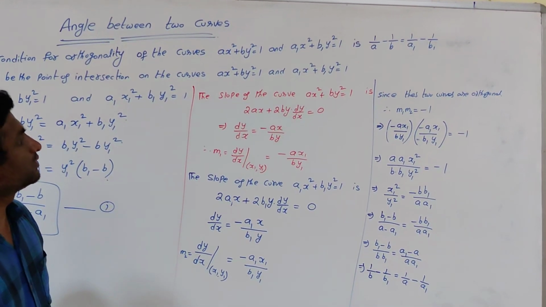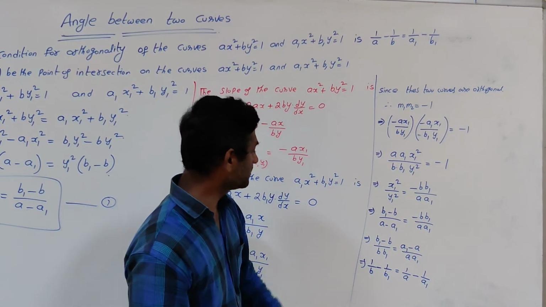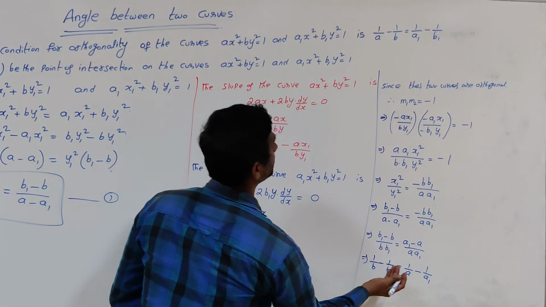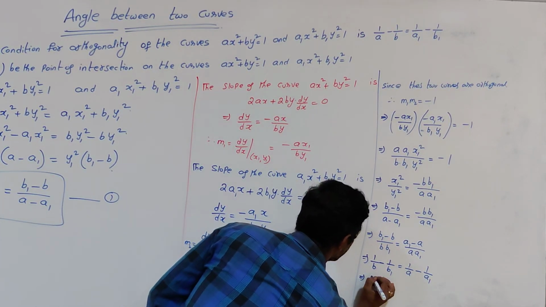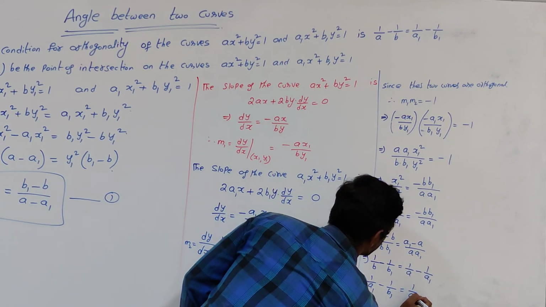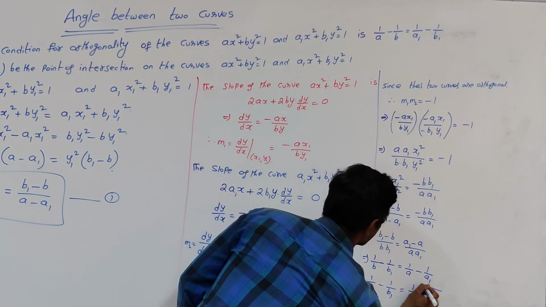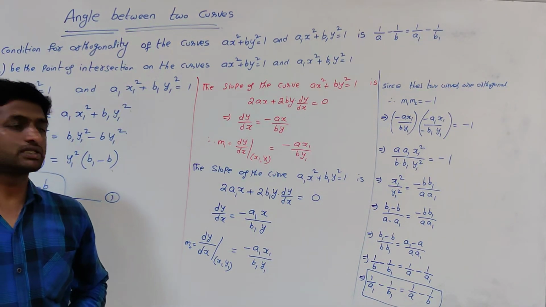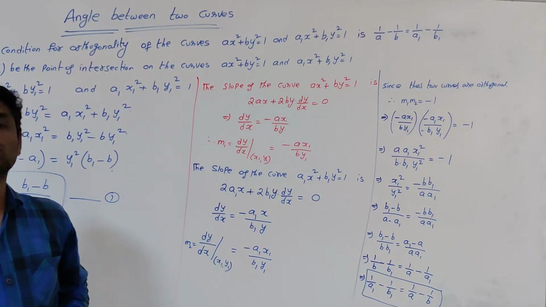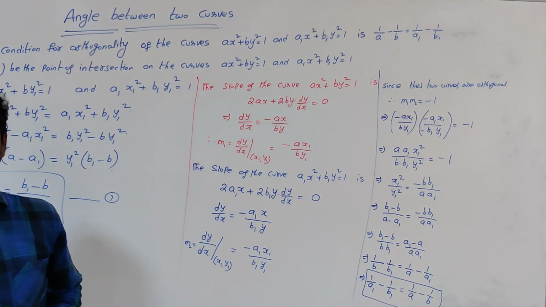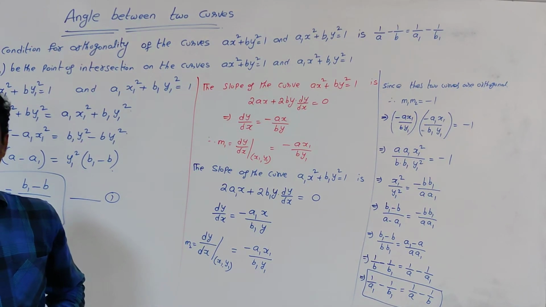Now what we try to find out is 1 by a minus 1 by b. So take this 1 by b to the right hand side and bring 1 by a to the left hand side. So it will be 1 by a1 minus 1 by b1 is equal to 1 by a minus 1 by b. So if these two curves are orthogonal, then the condition is 1 by a minus 1 by b is equal to 1 by a1 minus 1 by b1. And this problem is very, very important from the point of view of examination.